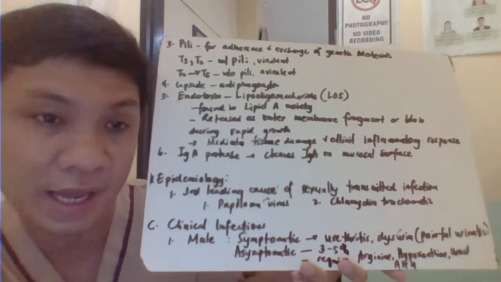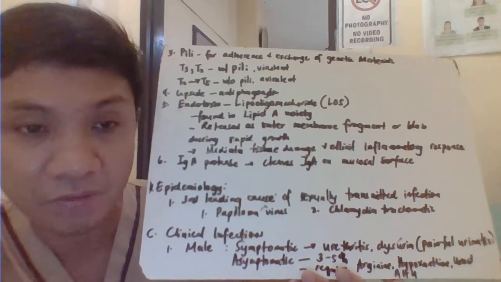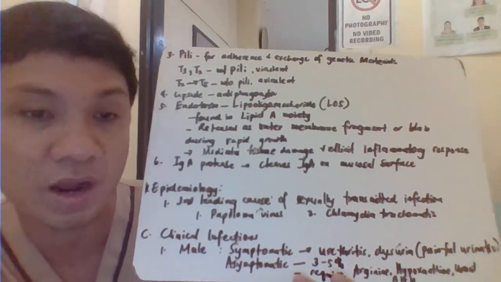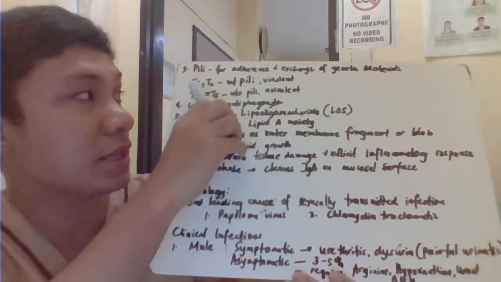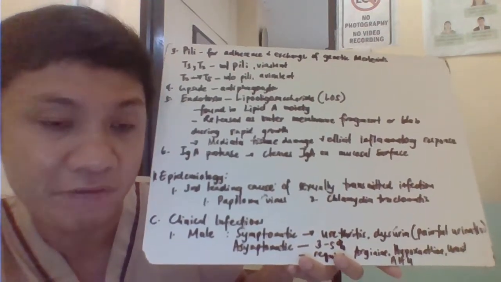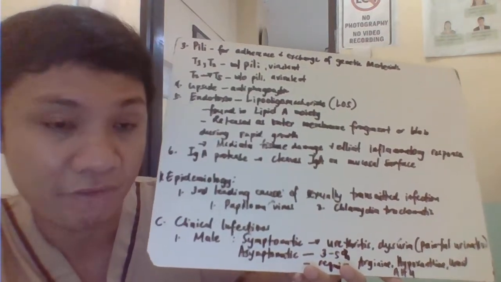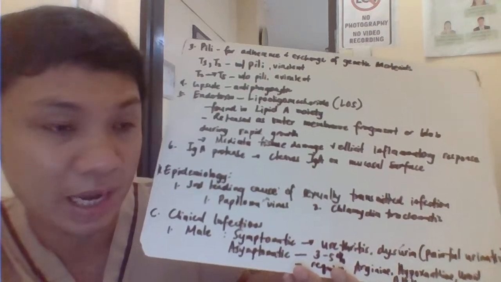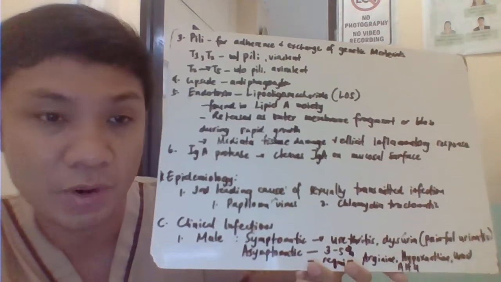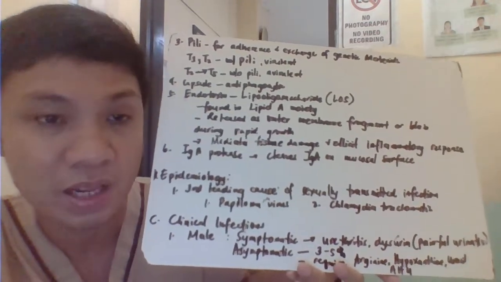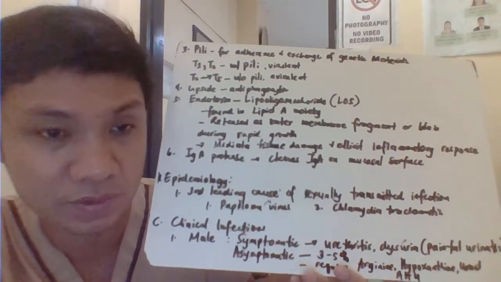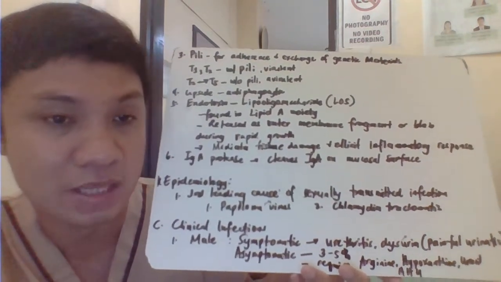Based on that, we can classify the strains of Neisseria gonorrhoeae by the presence of the pili, which are virulent. Those are the T1 and T2 strains. The T3, T4, and T5 strains, on the other hand, do not have the pili and are avirulent. Another one is the capsule. The capsule protects the bacteria from recognition by phagocytes, so it cannot be phagocytosed. That gives it an anti-phagocytic property.